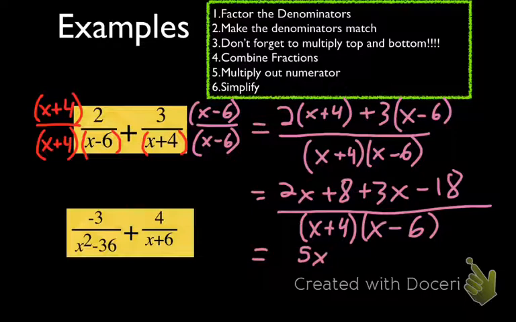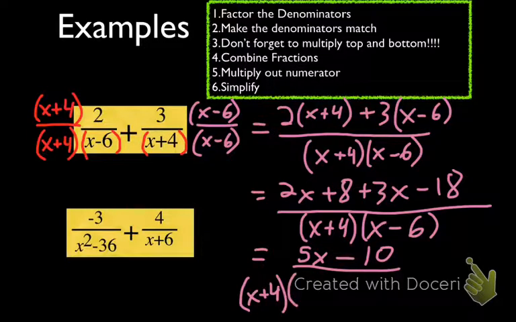5x and then minus 10, I think, right? Yeah, minus 10. True. Divided by the denominator, which is the same, and I'm going to have to write underneath the watermark. I'm sorry. It is going to be x plus 4 times x minus 6.